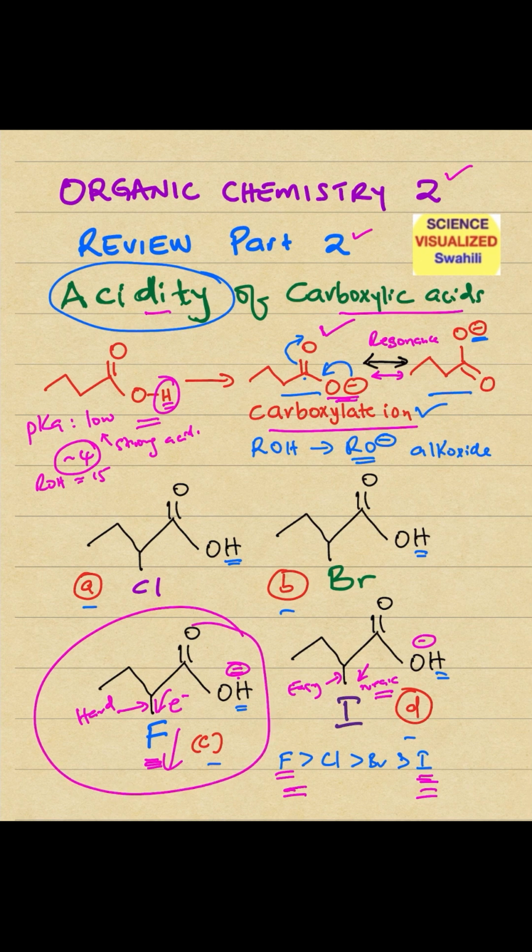The carboxylate ion of this compound C, it forms a more stable intermediate, then it's more likely to lose a proton, and therefore we say that is the most acidic. So C would be the most acidic, C greater than, then the next one is chlorine, so A greater than, next one is bromine, which is B, and then the last one is D.